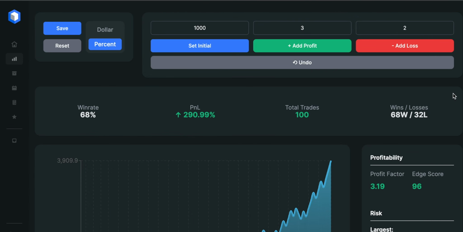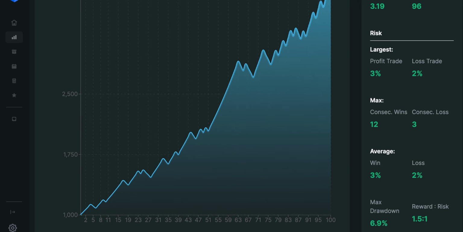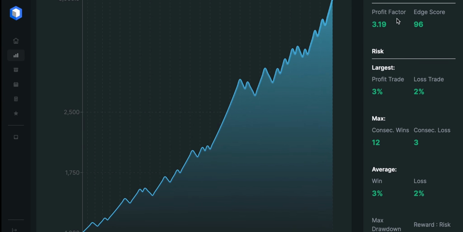Okay, so after 100 trades, we can see that the win rate for the strategy is incredible. It's 68% and we increased our account size by 290.99%. The equity curve looks really stable and the maximum drawdown for the strategy was 6.9%. The profit factor is 3.19, which is ideal for scalping, and we had 12 consecutive wins against 3 consecutive losses.